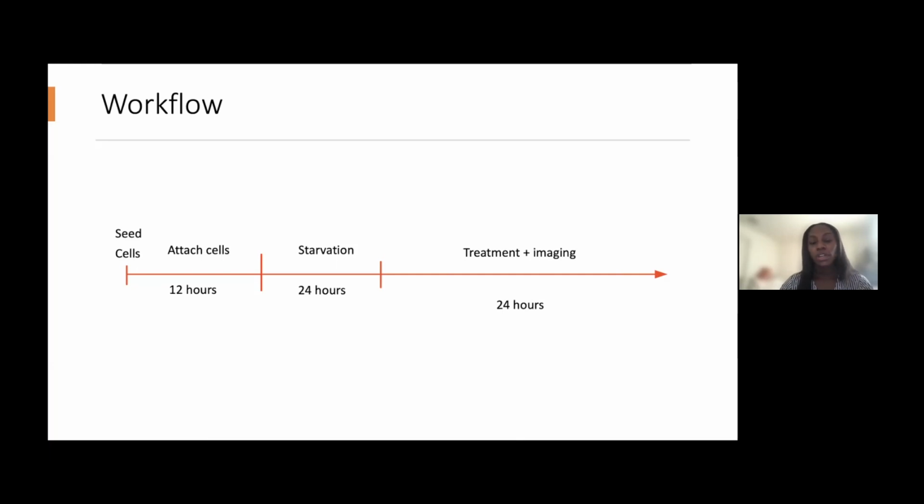Then after that time, we starved the cells by using 0.1% FBS. And this is just a lower amount of nutrients in the media, so we can get the cells to be on the same cell cycle. And then after that, we did a treatment, which was the secretome, and imaging.